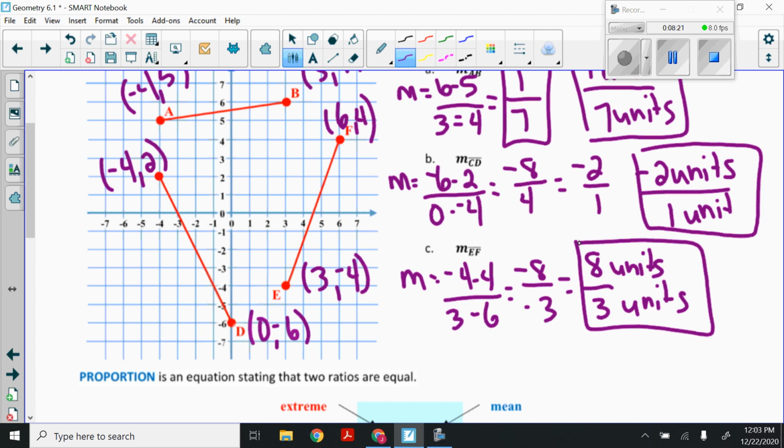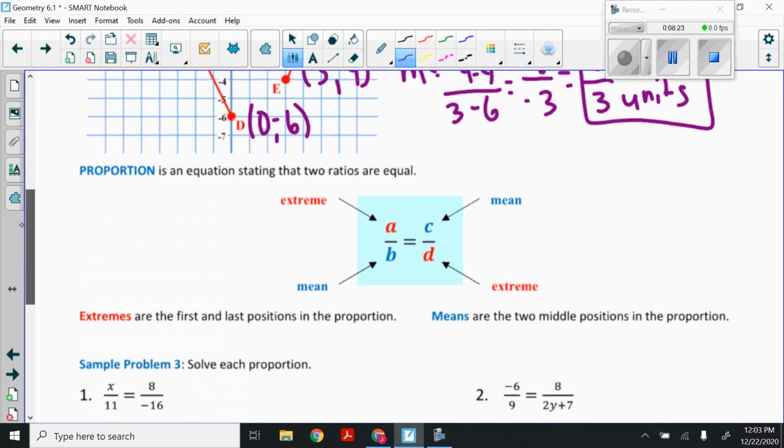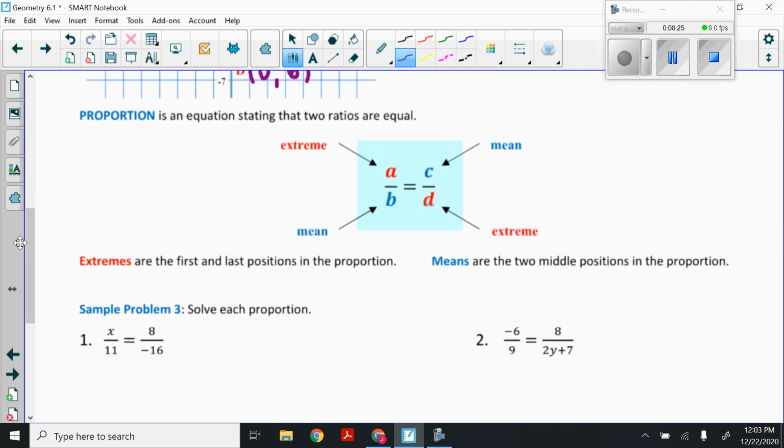All right, now we're going to talk about proportions. We've seen proportions before. A proportion is an equation stating that 2 ratios are equal. So here I have a over b is equal to c over d. Some more vocabulary words, extremes. They are the first and last positions in the proportion. So in this example, a and d would be the extremes. Then we have means. Means are the 2 middle positions in the proportion. So b and c would be considered the means here.